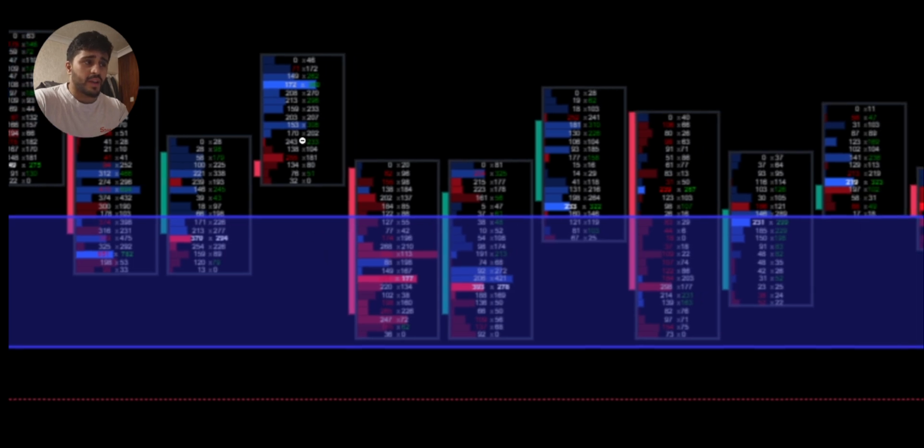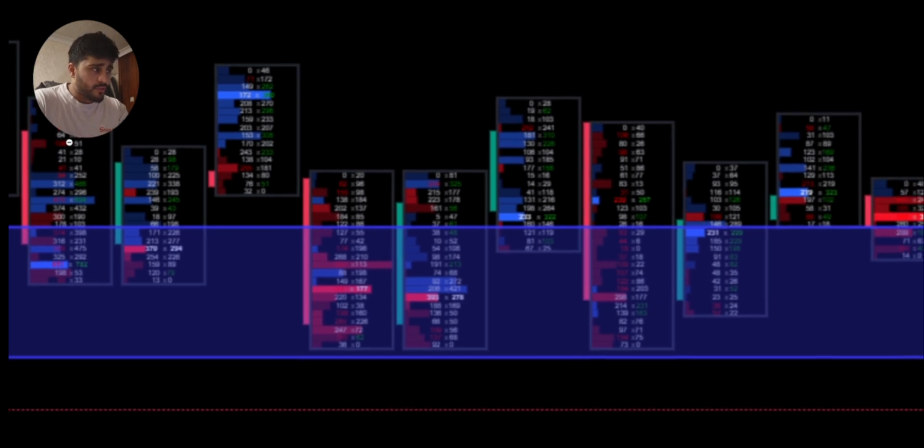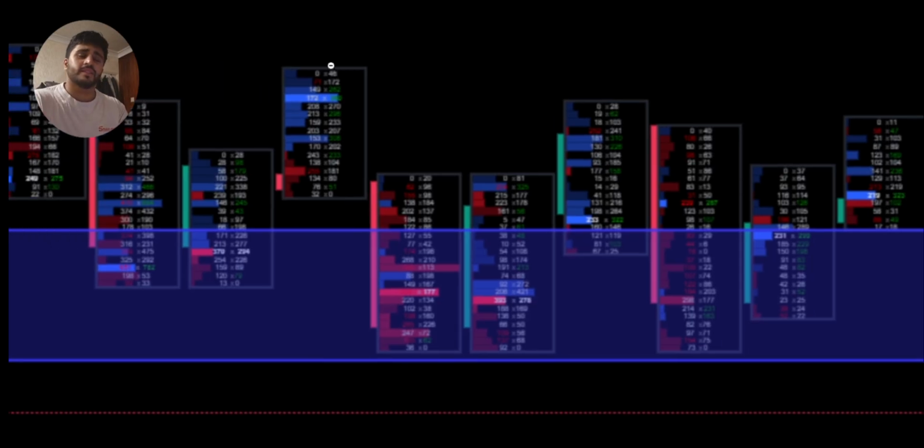What's going on here is we have our first rejection. We see a lot of heavy positive delta. For those who've not watched my order flow videos, I recommend checking them out. But just a quick summary on this candle here: there's a left number and there's a right number. The left number is the bid, the right number is the ask. So the bid is the aggressive sellers and the ask is the aggressive buyers.